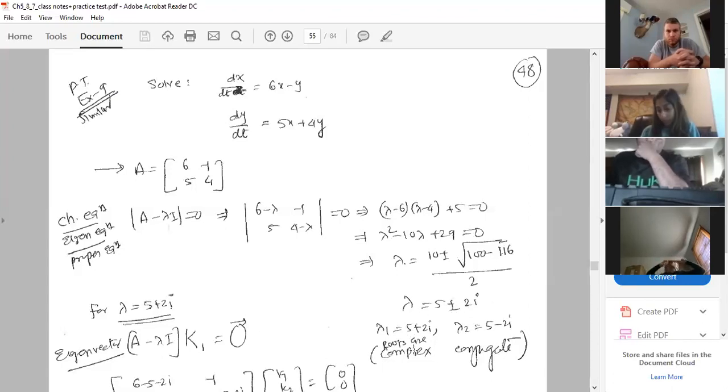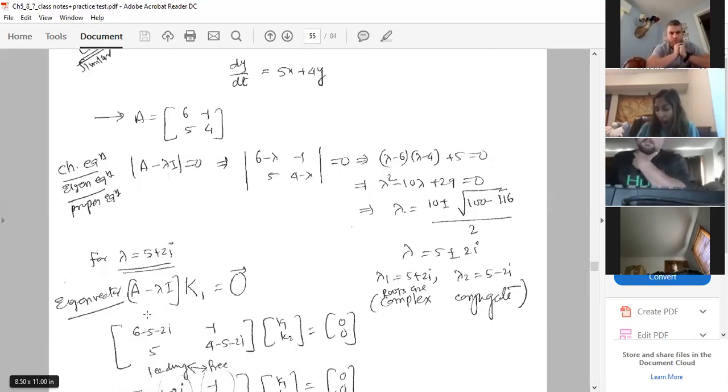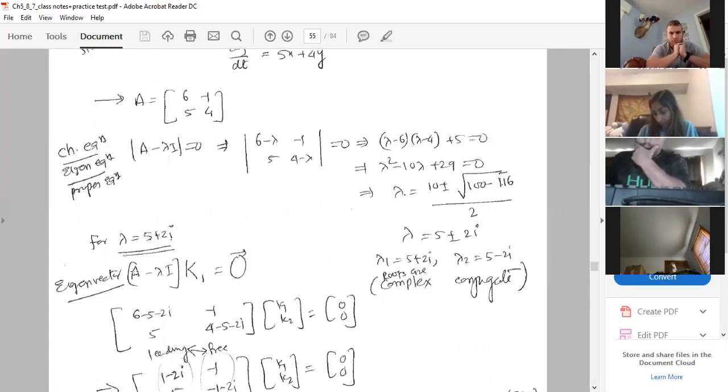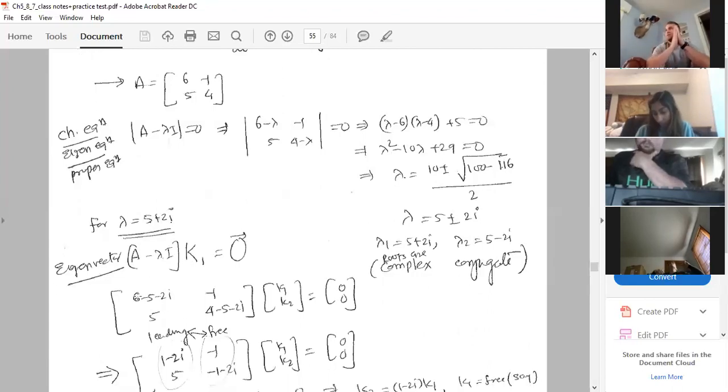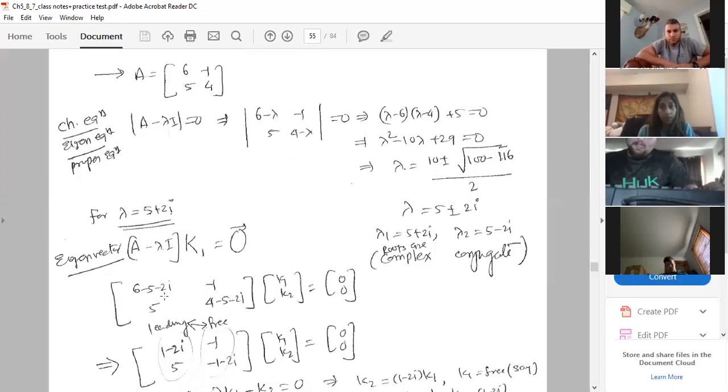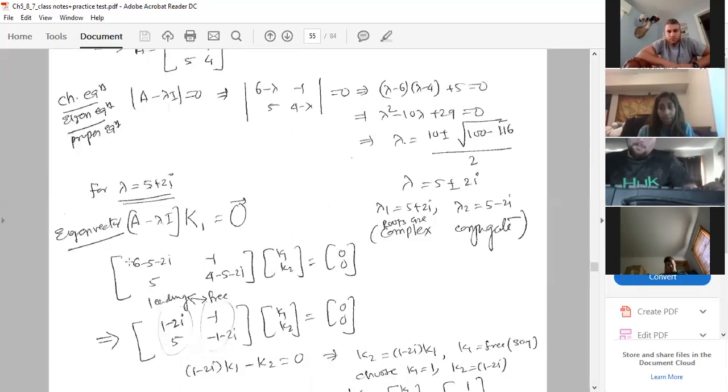Let me work with any one of these two roots. Let me work with 5 plus 2i and try to find my eigenvector corresponding to this 5 plus 2i. If I do this, I'm going to get 6 minus 5 minus 2i, minus 1 and this one. Now, look at here. Because of this, I don't think that you can use your calculator. Your calculator is for real numbers, not for complex numbers. So RREF would probably be a little bit harder for you. But if you look over here, I have some number in terms of i, which is not 1.